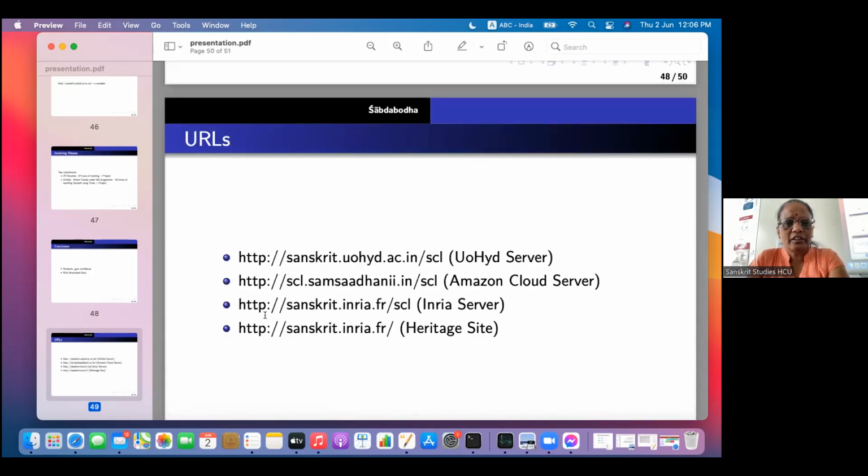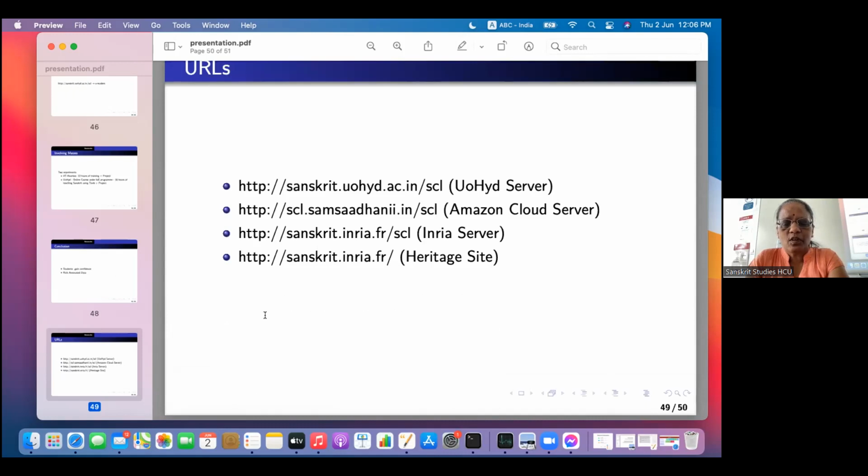And here are the URLs for our tools. We have these available on the university website, on Amazon Cloud Server, here in France, on the RIA server. And this is the Heritage site where we have the segmenter available, which is linked to the University of Hyderabad parser.